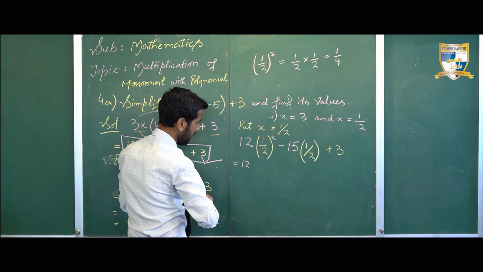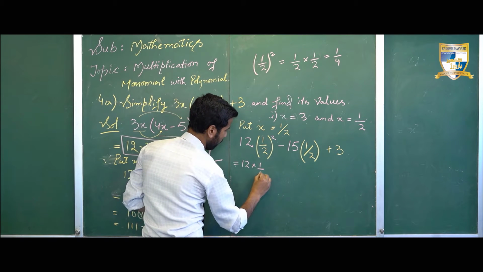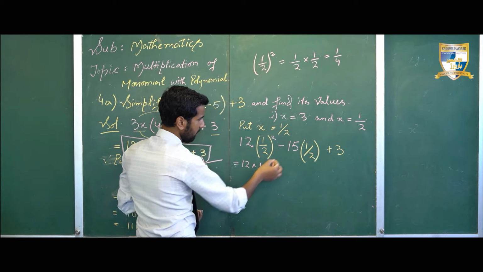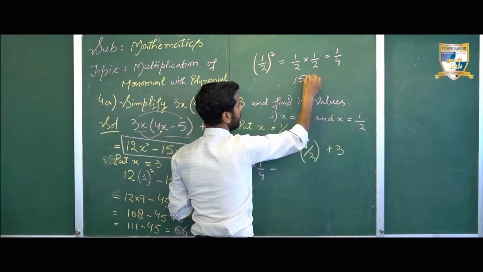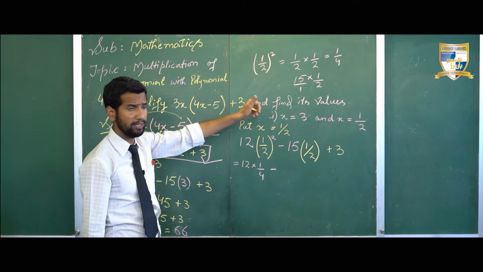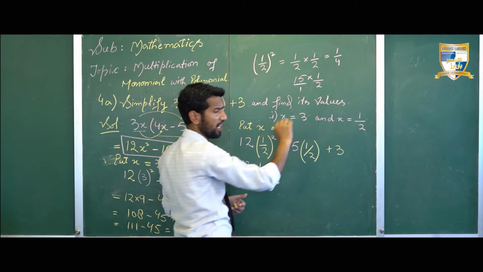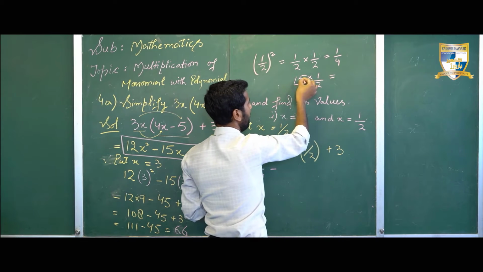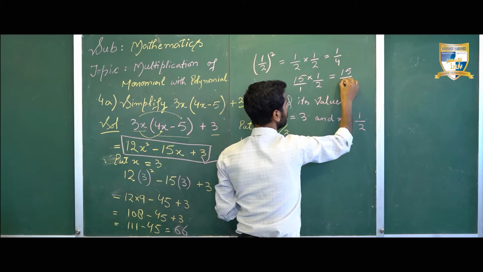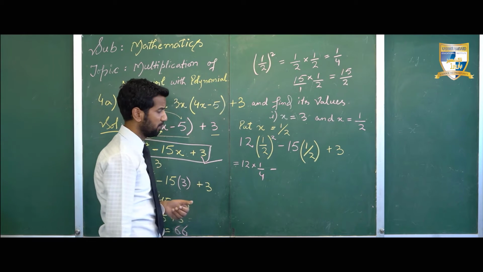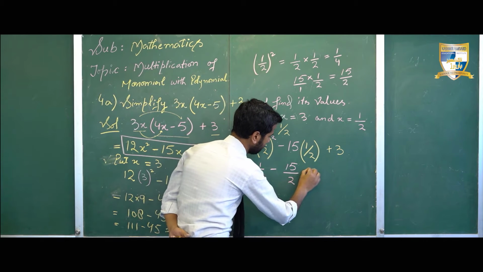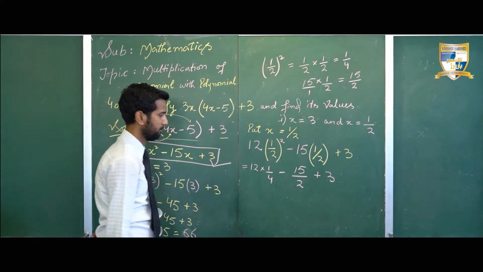So here it will be 12 into 1 upon 4, minus 15 into 1 upon 2. In denominator of 15 we have 1. So once again, whenever you are multiplying two rational numbers, multiply numerator with numerator. 15 into 1 will become 15 and 1 into 2 will become 2. So the product is 15 by 2. And at the end we have plus 3 here.